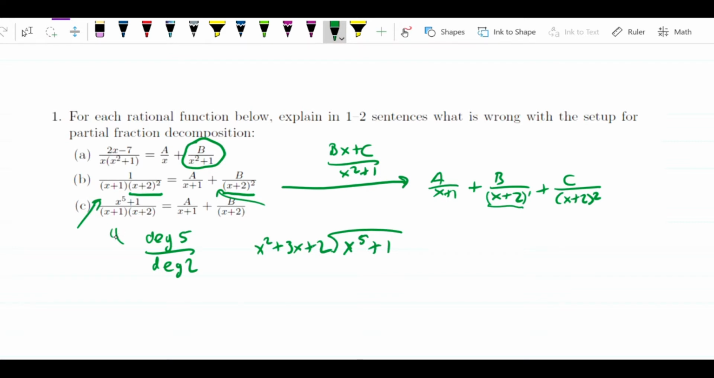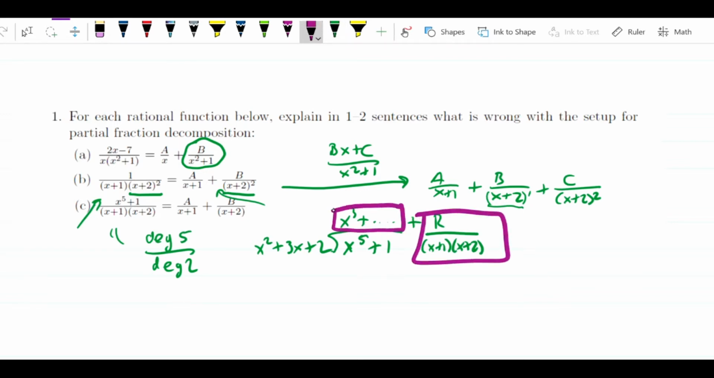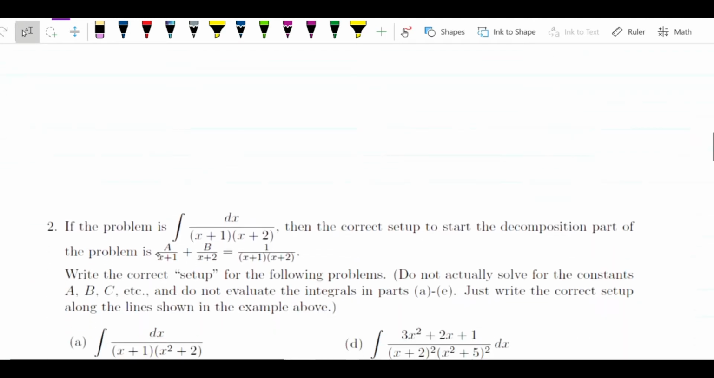You'd have to perform this long division, giving you some polynomial on top. You'd get x cubed plus dot dot dot, and then plus some remainder. You would then take that remainder and put that over x plus 1, x plus 2, and then you do partial fractions on just this part of it. Here, what you'd end up with is a polynomial that would form part of the integrand once you reduce it in that way. Okay, so that's it. Of course, we weren't asked to solve them; we're simply asked to say what's wrong with them. So in part C, the issue is that the degree of the numerator is not lower than the degree of the denominator, and it has to be lower. So okay, there's the issue there.